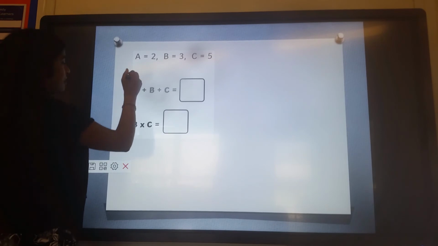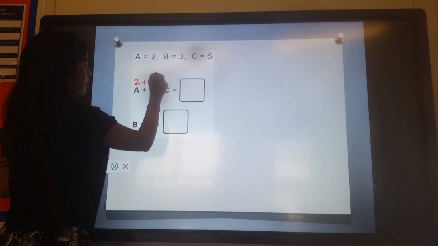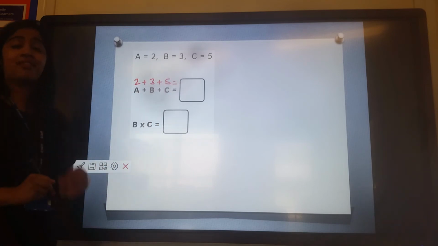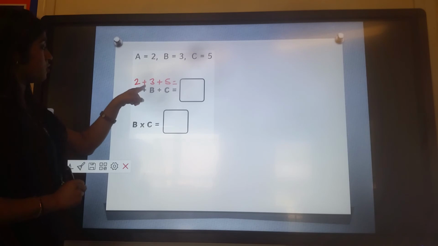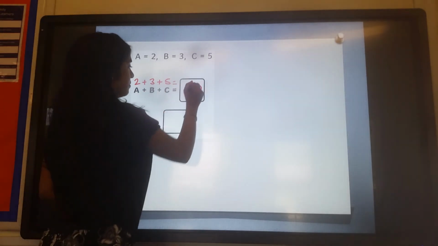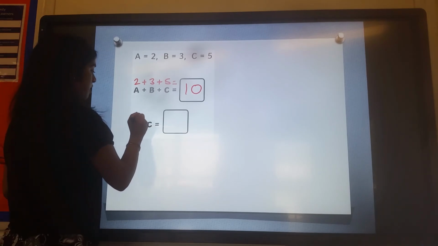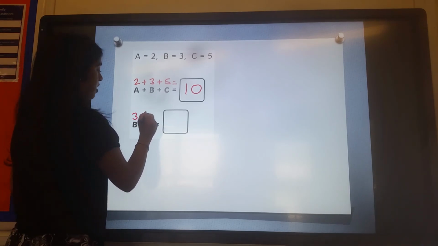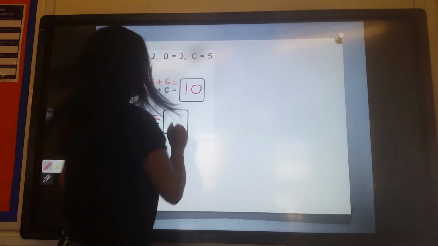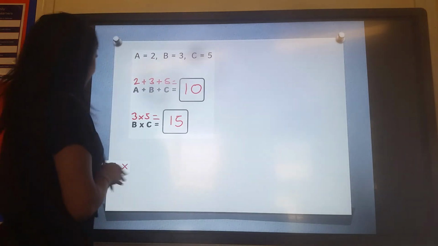So we know that A is equal to 2, B is equal to 3, and C is equal to 5. All I need to do is add these numbers together. So 2 plus 3 we know is 5. Add another 5, the answer is 10. Then B times C, so 3 times 5. We know our 5 times tables. The answer is 15. Well done if you got that question correct.